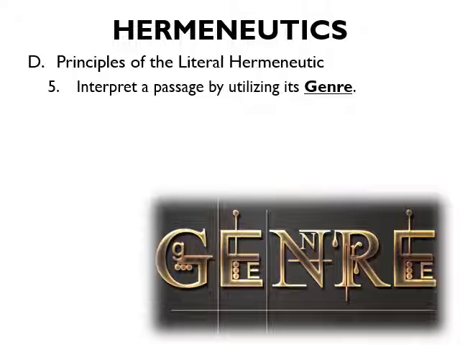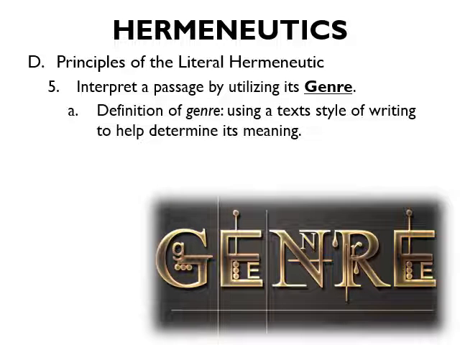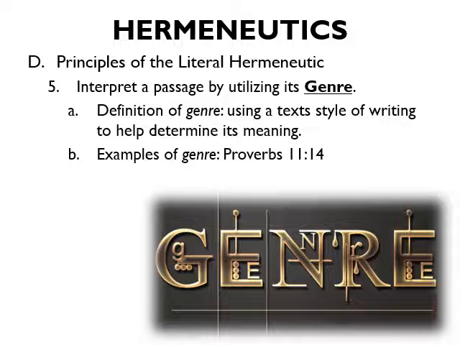Now, the fifth and last principle of a literal hermeneutic is interpret a passage by utilizing its genre. The definition of genre is using a text or style of writing to help determine its meaning. A great example of that is seen in Proverbs 11, verse 14. Let's look at that verse.